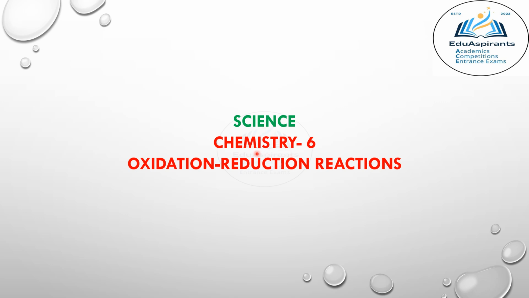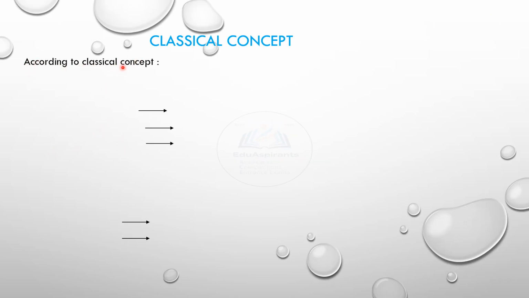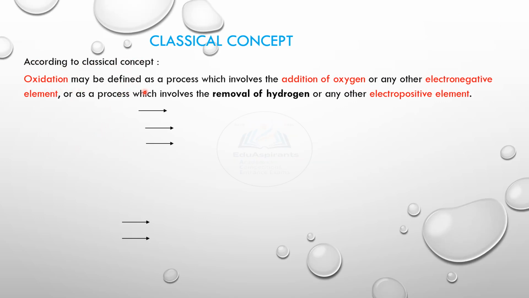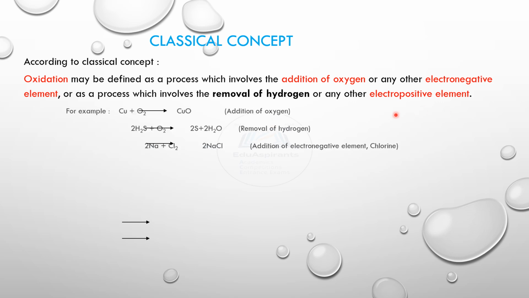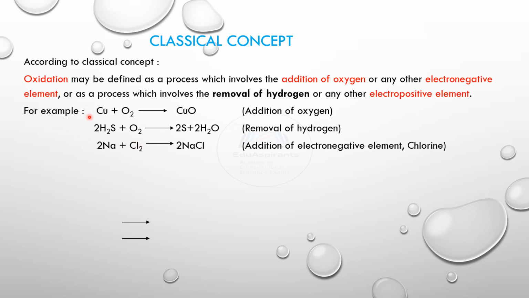In this chapter, Chemistry 6, we will learn oxidation-reduction reactions. Classical concept. According to classical concept, oxidation may be defined as a process which involves the addition of oxygen or any other electronegative element, or as a process which involves the removal of hydrogen or any other electropositive element. For example, copper plus oxygen gives copper oxide. Here, addition of oxygen takes place.